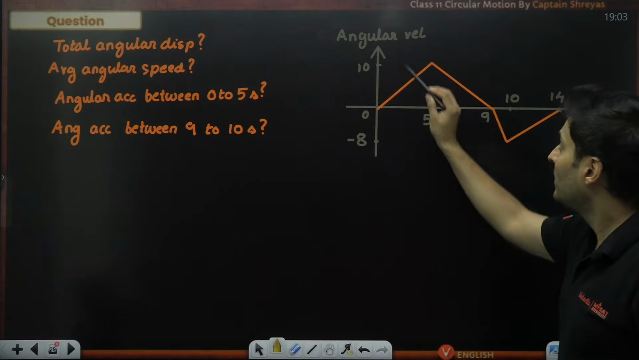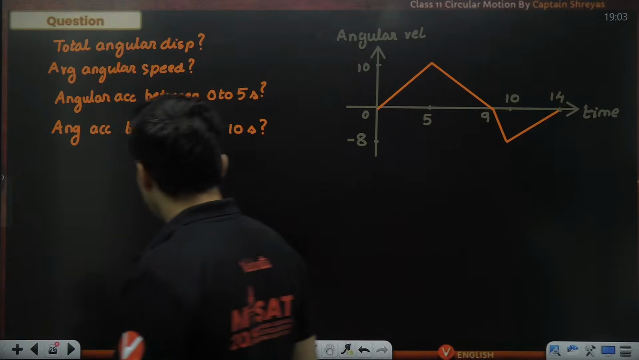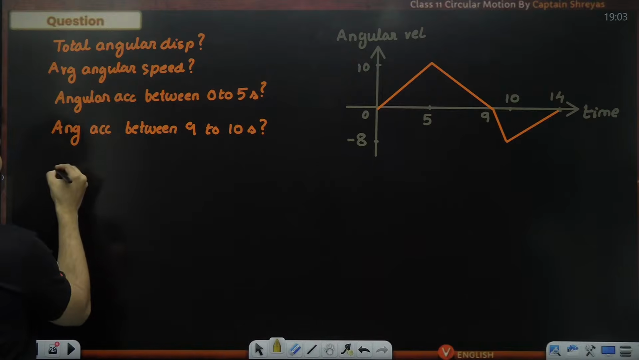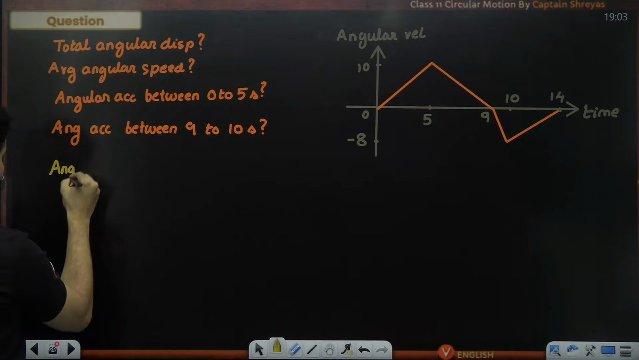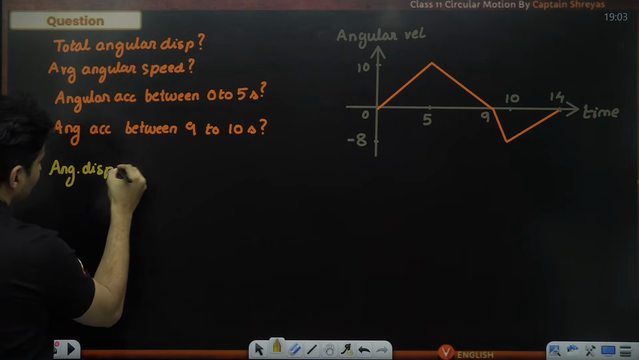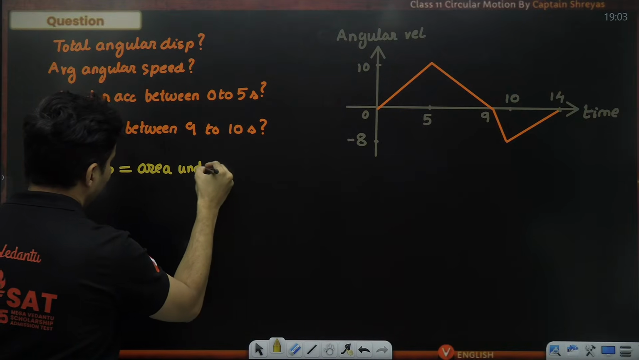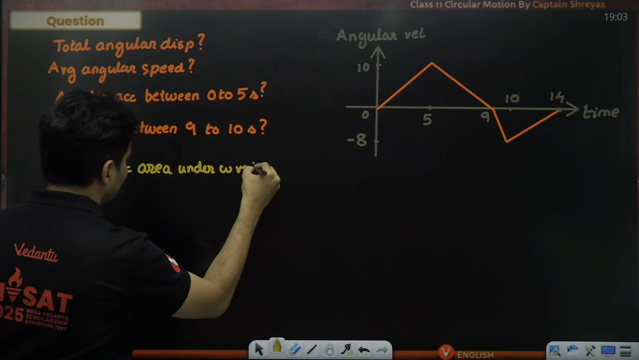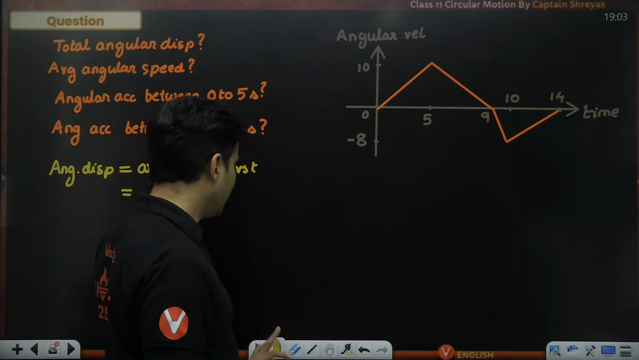If velocity time graph is given, how do you find displacement? Exactly, you nailed it, guys. Area under the curve. So angular displacement is nothing but the area under omega versus time graph. So you just have to find that area, nothing else.